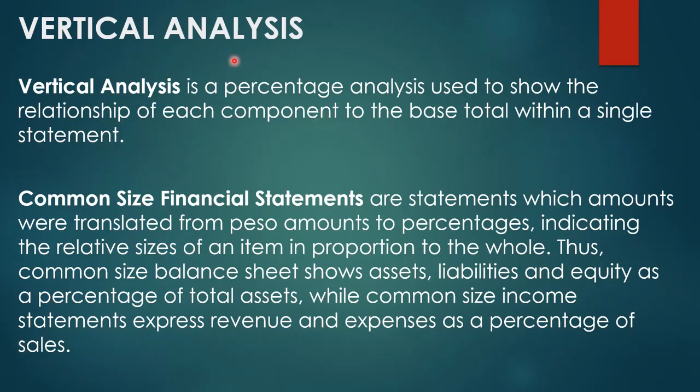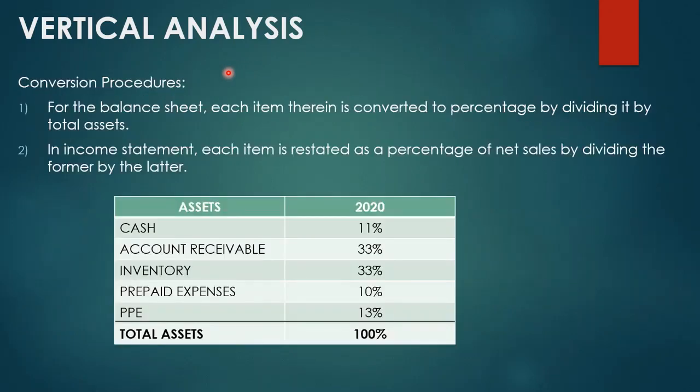So, how can we see or understand this better? Here it is, class. This is the vertical analysis. Now, the conversion procedure is, for the balance sheet, each item is converted to a percentage by dividing it by the total assets, and for the income statement, each item is restated as a percentage of net sales by dividing the former by the latter.